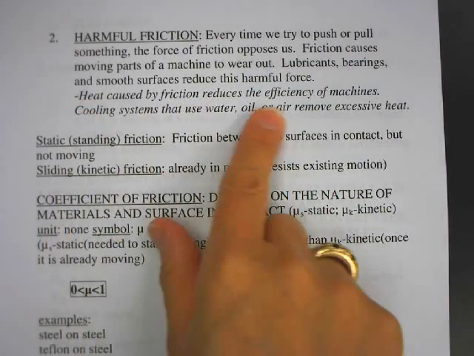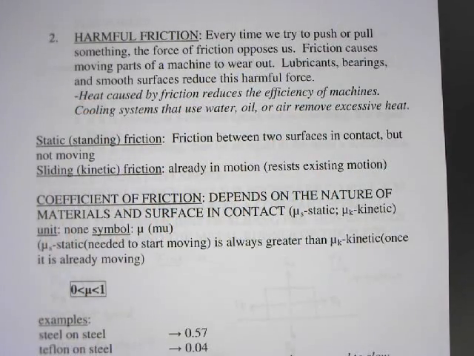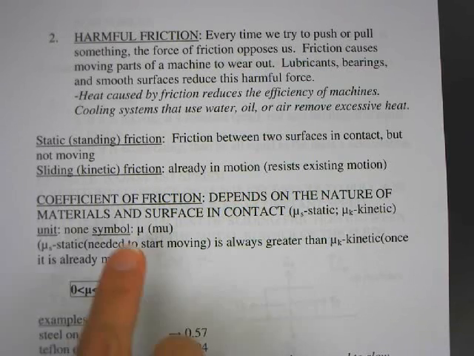Heat caused by friction reduces the efficiency because in a lot of machines, heat causes things like metal to expand, and then when it expands, it's not going to move easily, like a piston in an engine.